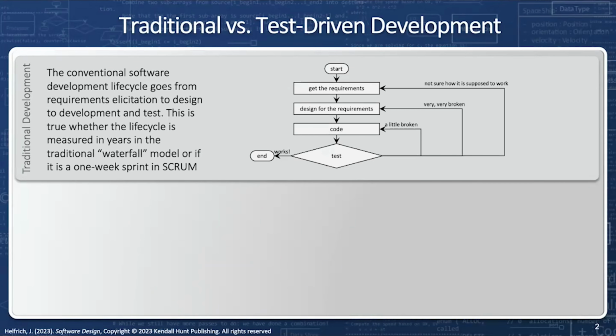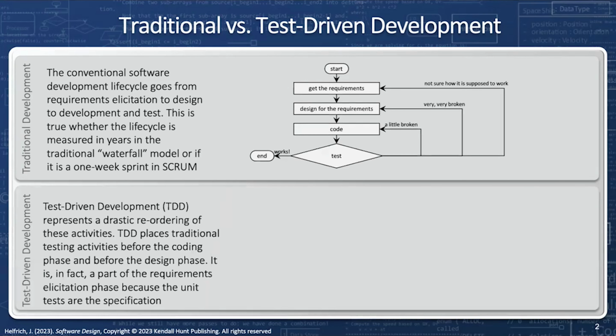Now, the problem here is that there is a long span between when you find the bug in test and when the bug is introduced, either at the requirements stage, the design stage, or the coding stage. And the longer that time period is, the more inefficient it is to fix that bug.